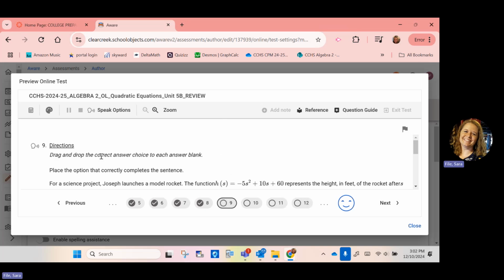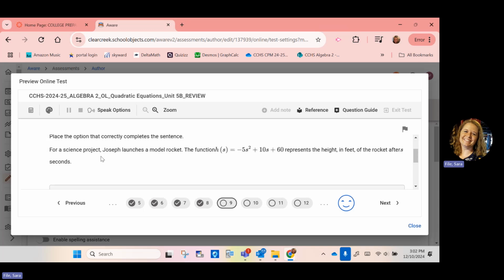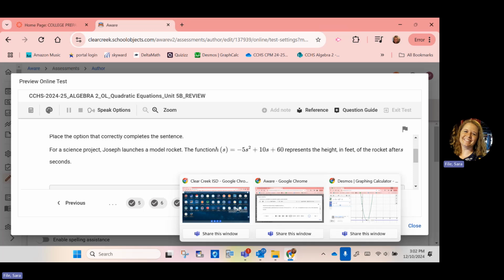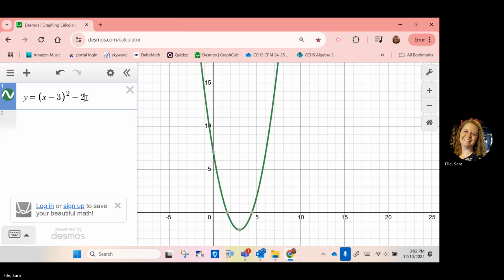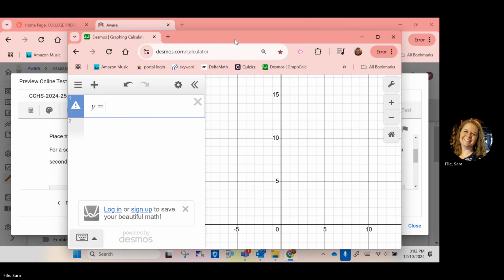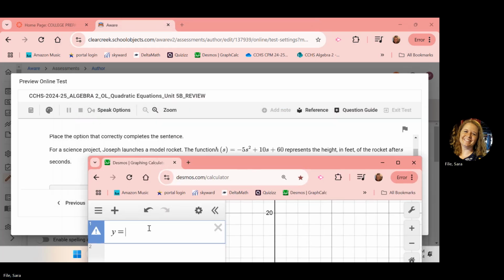All right, so drag and drop the correct answer choice into the blank. All right, so fill in the blank. For a science project, Joseph launches a model rocket. They give us the function that represents the height in feet of the rocket after s seconds. Okay, we've done multiple of these in our notes. So we're going to use y instead of h of s, and we're going to use x instead of s. So I'm going to just type this in as y equals -5x squared plus 10x plus 60.